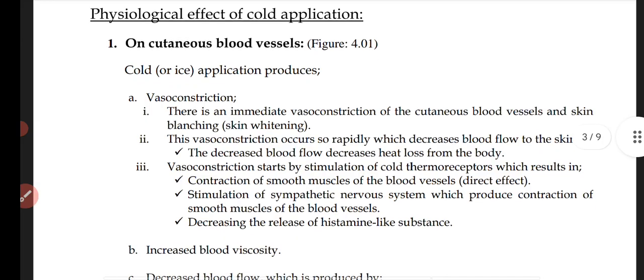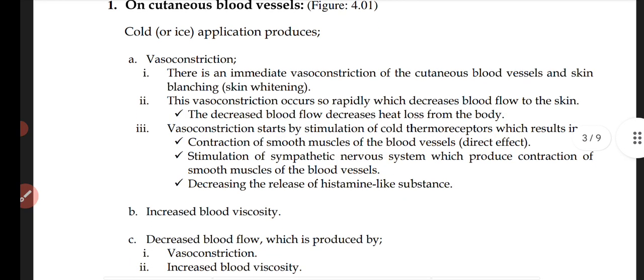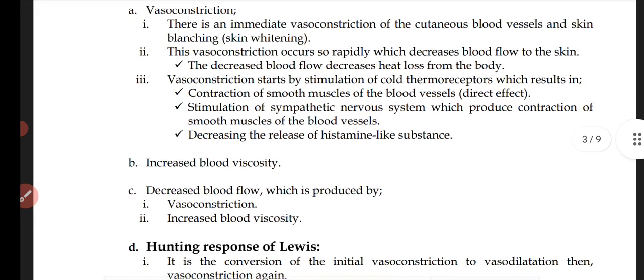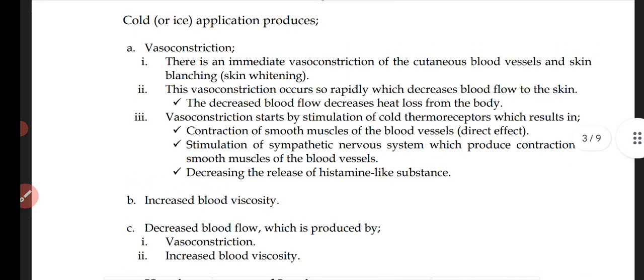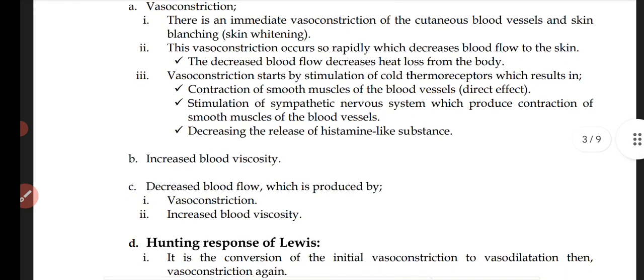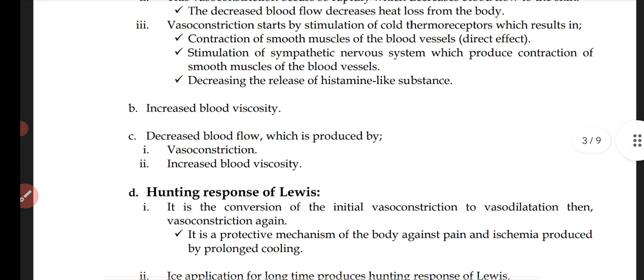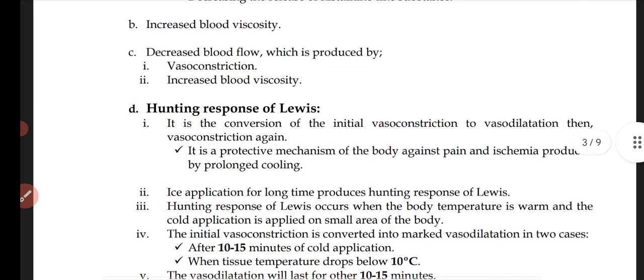Next one is the stimulation of sympathetic nervous system, which produces contraction of the smooth muscles of the blood vessels. Number 3 is the decreasing the release of histamine-like substance. Okay, point A was the vasoconstriction. Number B is the increased blood viscosity. Number C is the decreased blood flow, which is produced by vasoconstriction and increased blood viscosity. You already know D point is the Lewis-Hunting reaction.